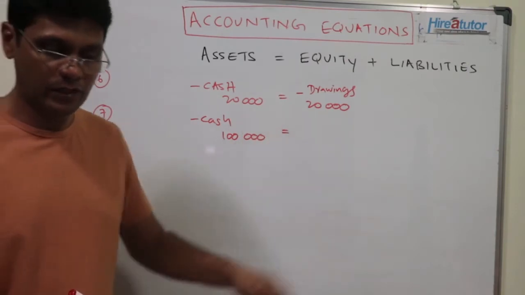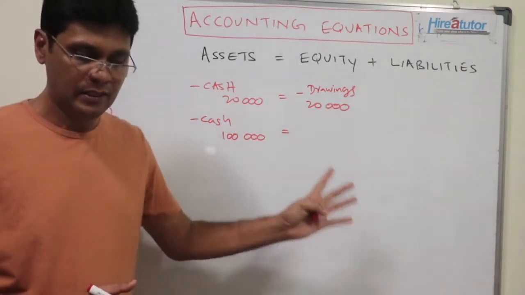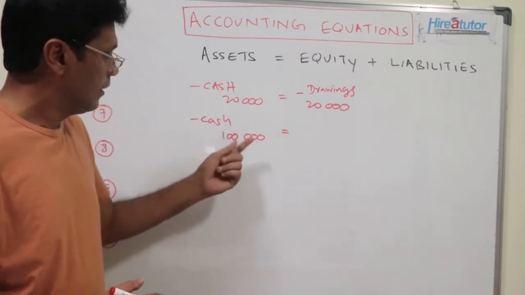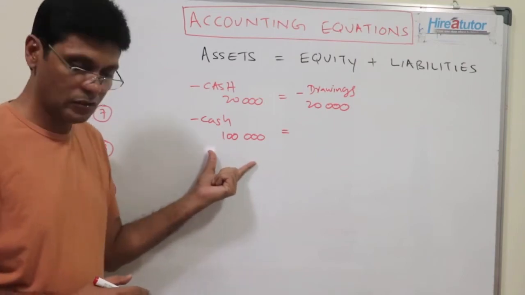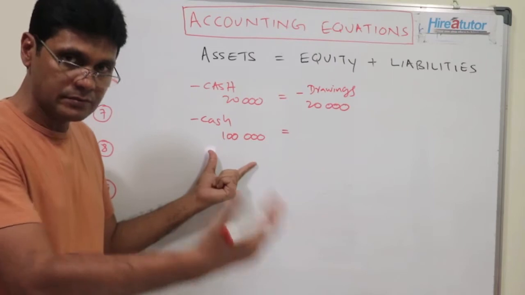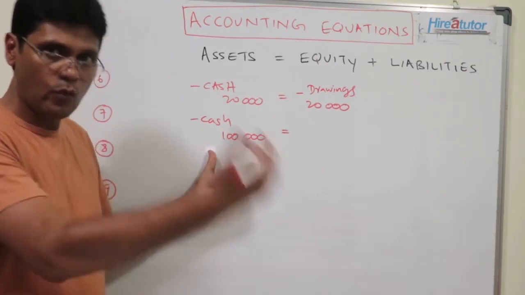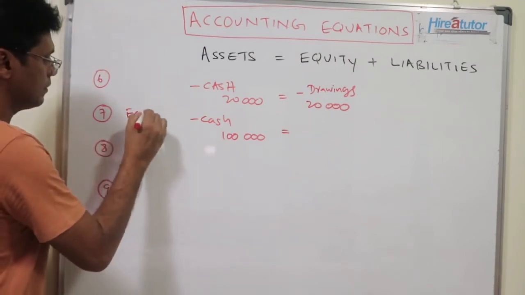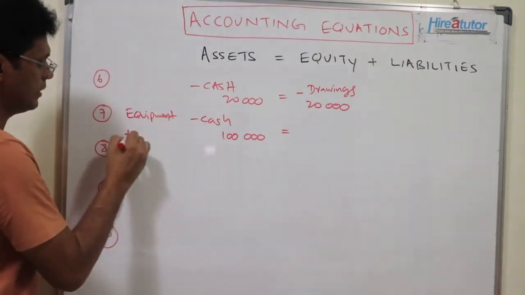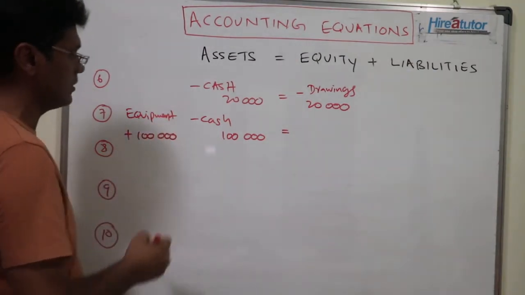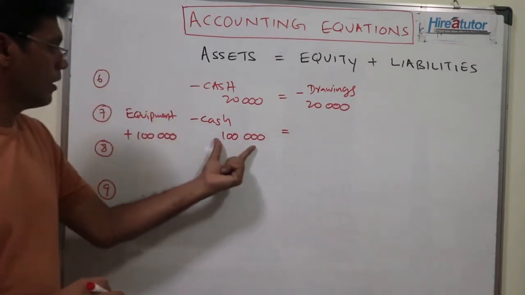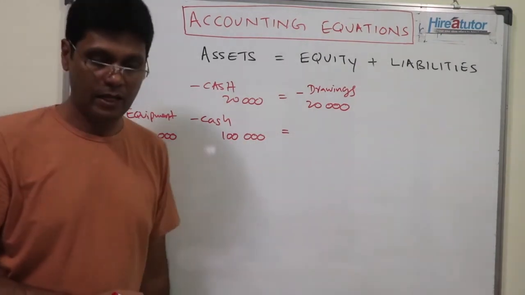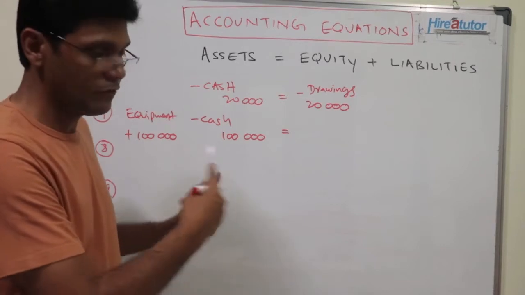And what is the impact on the liability? Is there any impact on the liability? There is nothing. But on the asset side, your one asset has reduced by 100,000, which is the cash, and by giving cash you have acquired another asset, that is the equipment. So equipment is an asset, it will increase by 100,000. So as a result of that, the net impact will be 0. The net impact is 0, therefore there is no impact on the liability side. So therefore the equation will tally.